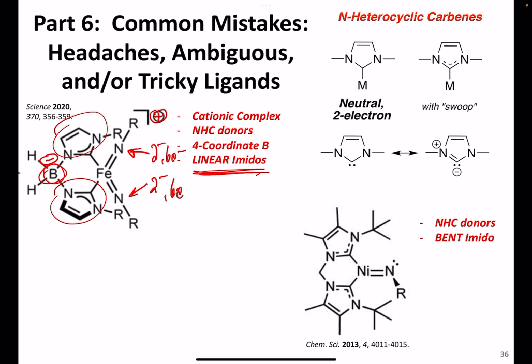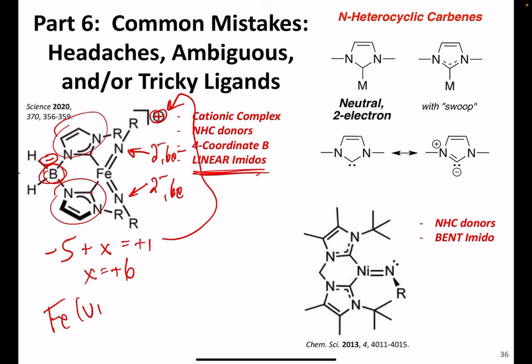Again, the NHCs are neutral 2 electron donors. The boron is negatively charged. So we have -5 due to the ligands, plus the charge on the metal center must equal +1 because this is a cationic compound. So X is +6. This is a highly unusual iron 6 compound, which is d2. Notice that we have 12 electrons due to 2 separate linear amidos plus 2 electron donors due to the N-heterocyclic carbenes. This gives us 18 electrons total.